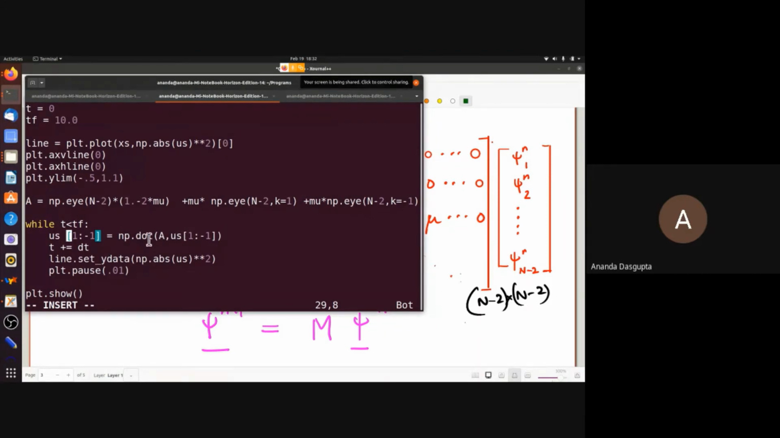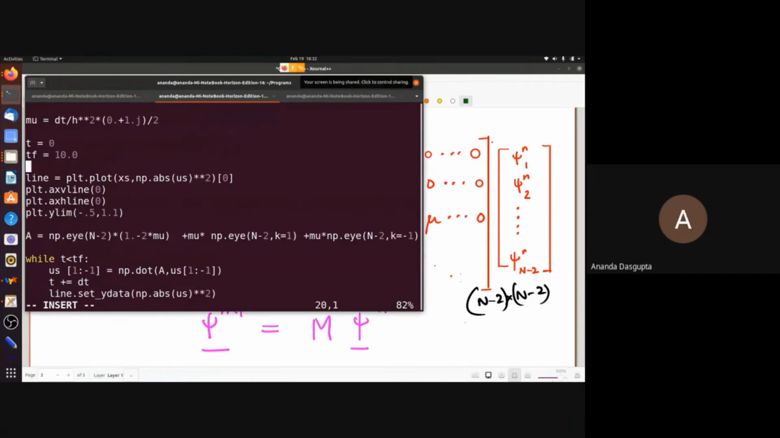So this is just matrix A, or this matrix which I called M here, times the psi bar, where psi bar is this column vector with all entries of the psi except for the 0th one and the n minus 1th one, the two extreme ones. Okay. And I'm changing t to t plus equal to dt. That's it. So I'm just updating the u, updating the t, and the only new thing that I've done is this. Only thing which is a bit non-trivial.